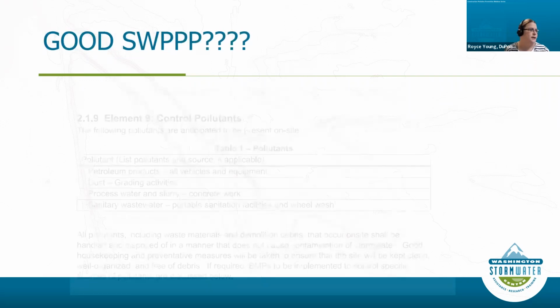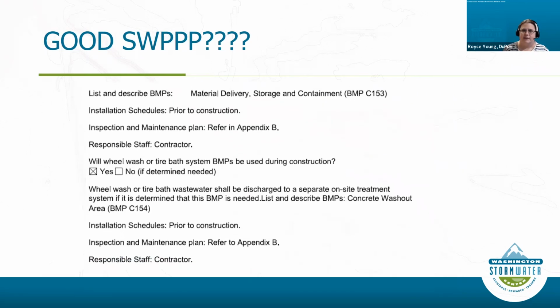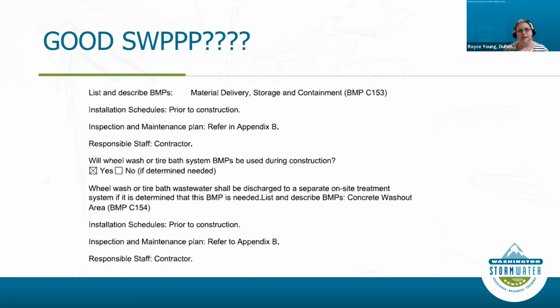Now, is this a good SWP? It lists pollutants, but what's the number one pollutant that's not on there? Sediment. They do have some BMPs listed, but the staff is just the contractor. Who in that contractor am I supposed to talk to? Am I supposed to talk to the CESCL? Am I supposed to talk to the subcontractor concrete person that knows or doesn't know where their eco-pan is? Same thing. Very little BMP descriptions in there, and the responsible staff is just the contractor.